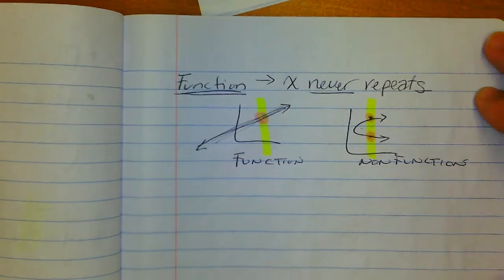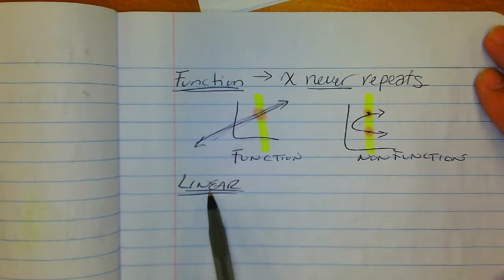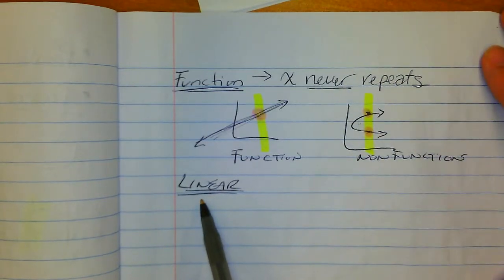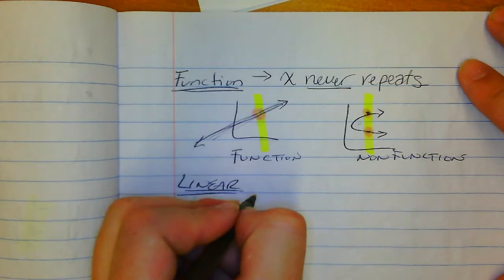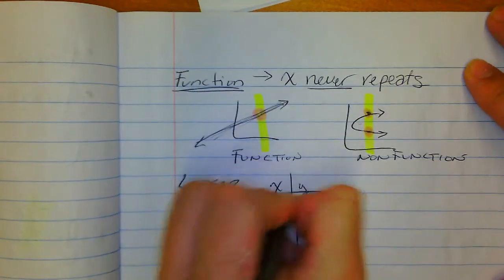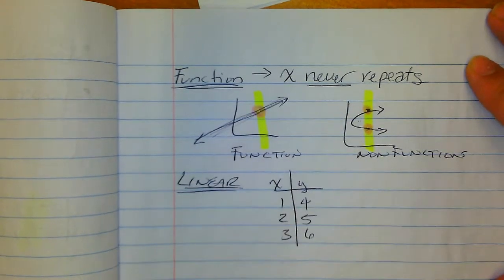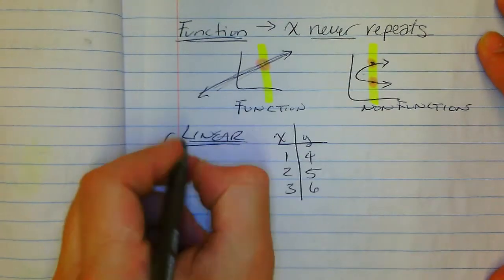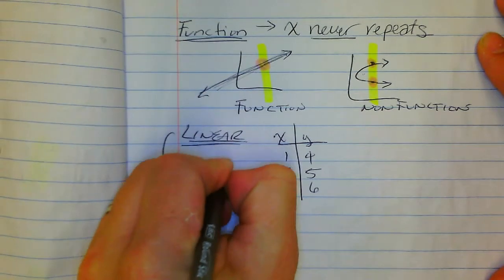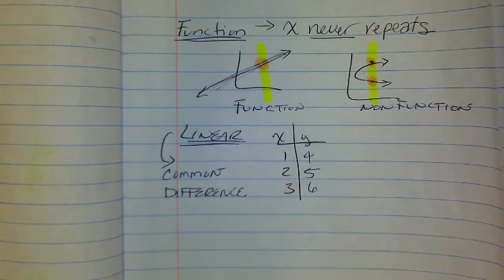Same thing though, let's talk about linear and nonlinear. ¿Qué palabra está en esta palabra? Línea. Muy bien. So, dice line, okay? So, one example we can have here is our x and y: 1, 2, 3, and 4, 5, 6. So, for linear, we're going to work on what we call common difference. La diferencia.